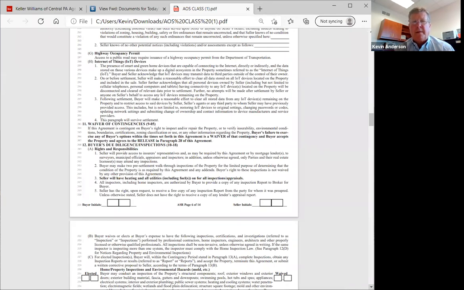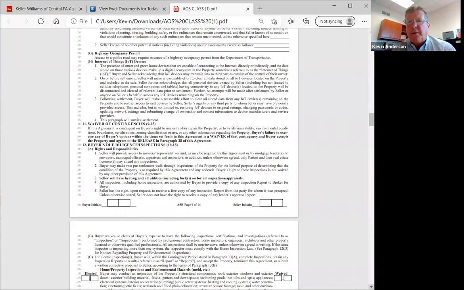Okay, paragraph 3 of this. Following settlement, buyer will make a reasonable effort to clear all stored data from any IoT devices remaining on the property and to restrict access to said devices by seller. So the buyer also has an obligation here contractually. Seller's agents or any third party to whom seller may have previously provided access.